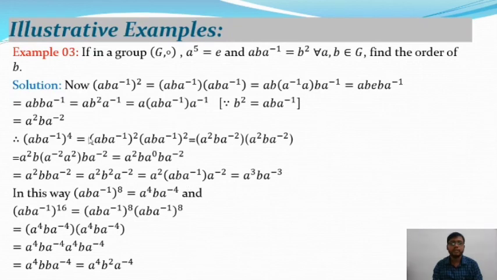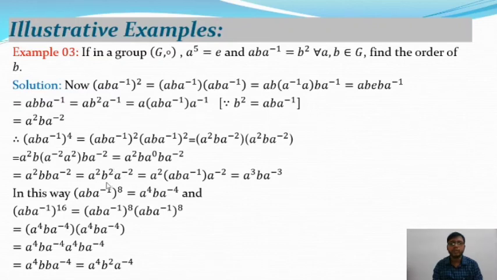We have already found that value, that means (a inverse) whole square equals a square b inverse into a square b inverse. Applying the same thing, we get a square into b into a to the power minus 2 into a square into b a to the power minus 2, and you know that a to the power minus 2 into a square is a to the power 0, that means the identity. So a square b into a to the power 2 equals a square into b square into a to the power minus 2.